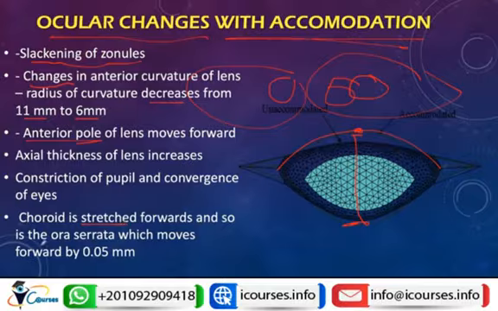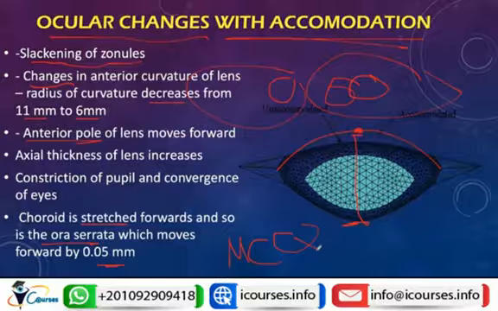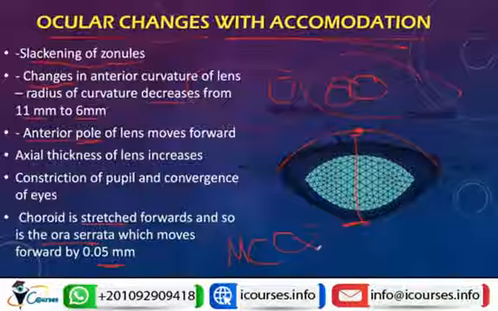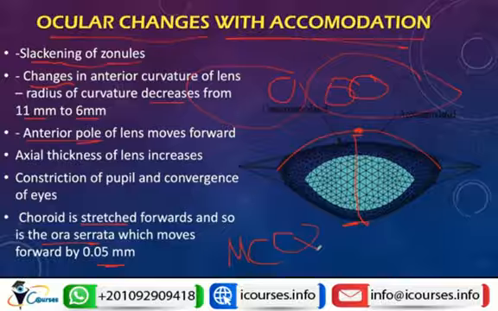The choroid is stretched forward, and so is the ora serrata, which moves forward by about 0.5 millimeter. This has also been asked in the MCQ before. What happens to the choroid and the ora serrata? They are moving forward. So during accommodation, they are moving forward by about 0.05 millimeters.